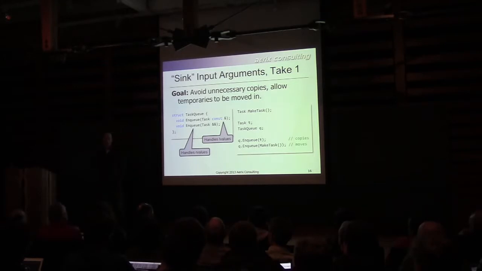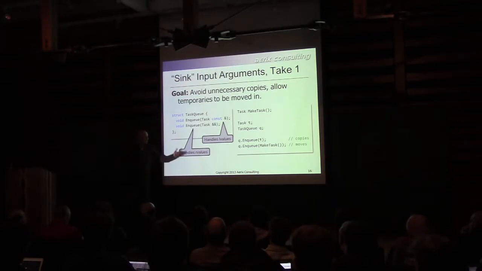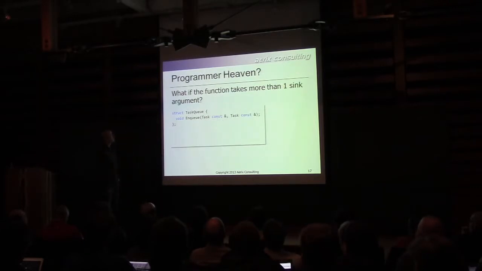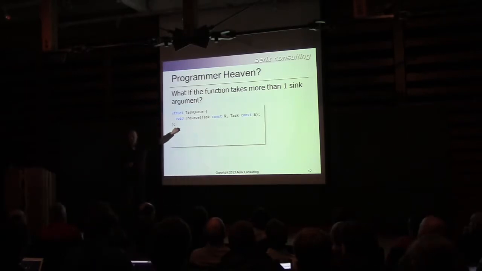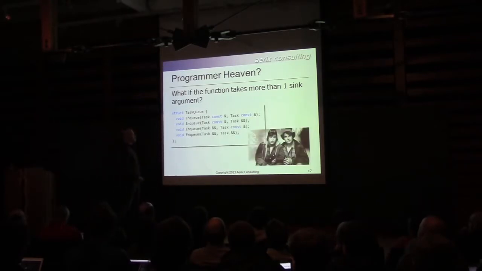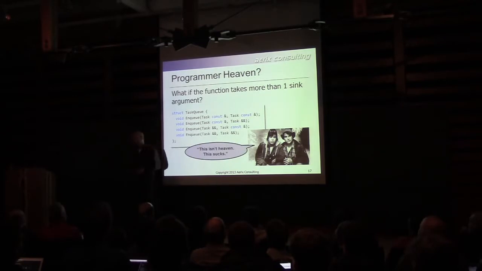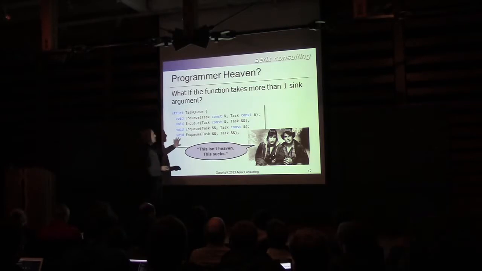Okay. So this seems pretty great. It seems like programmer heaven, right? We're only paying for what we need to. So let's think about what happens if you take more than one sink argument to your function. Okay. Well, this is clearly not sufficient. Nothing's going to get moved in this case, right? So let's just permute. Okay. Well, this isn't heaven. This really sucks. We don't want to have to do this, right?